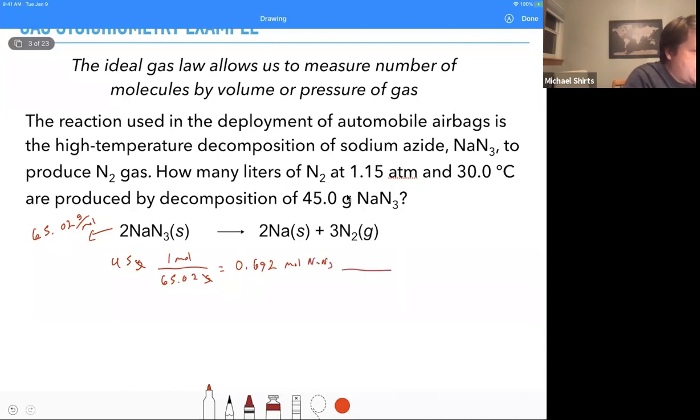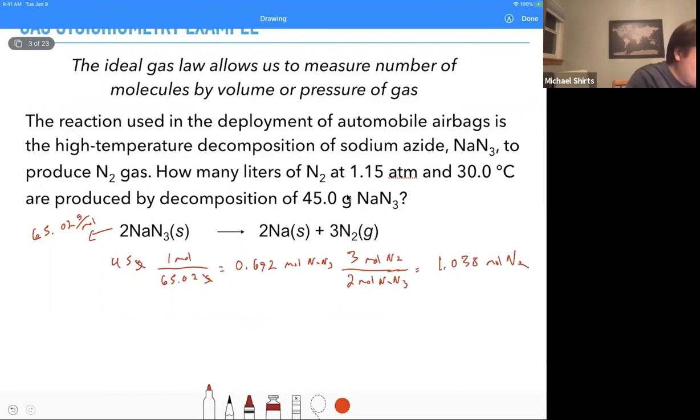We know that 2 moles of sodium azide, NaN3, react to produce 3 moles of N2. So we get out 1.038 moles of N2. All right, so now that we know the number of moles of N2, you can probably guess approximately how many liters is going to be produced, but we'll go through the calculation.